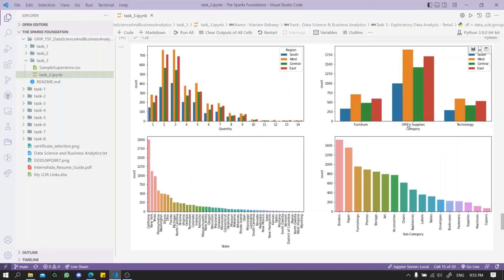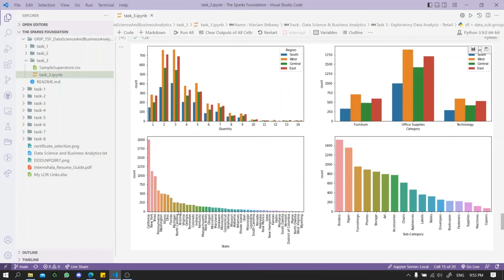If we move on to here, we can see that the categories with the highest sales are actually the office supplies, where the furniture and technology take up about half of the office supplies. If we inspect this furthermore, we can see that binders and paper, which are actually office supplies, contribute to the most sales right here, where machines and copiers, which are technology, actually contribute the least to the sales.